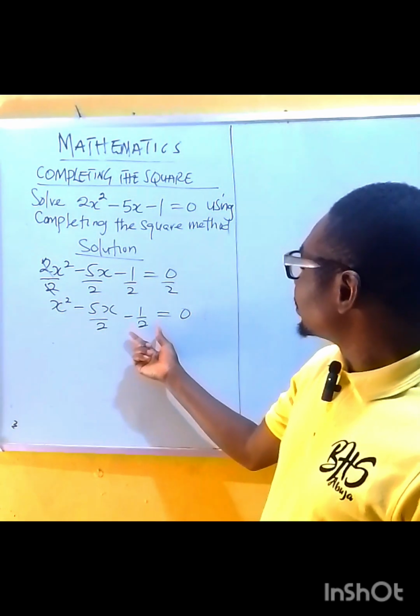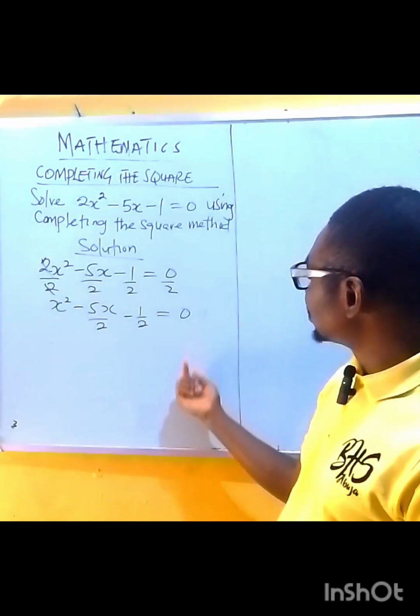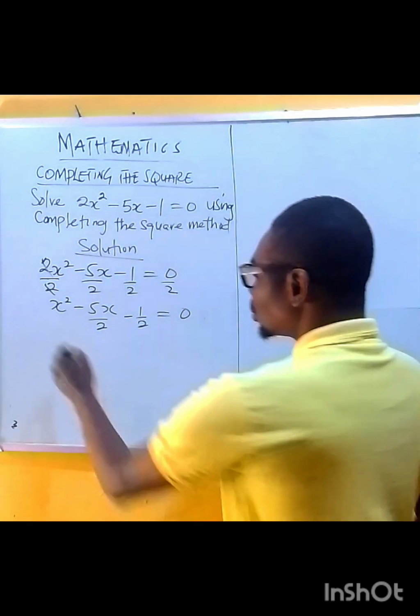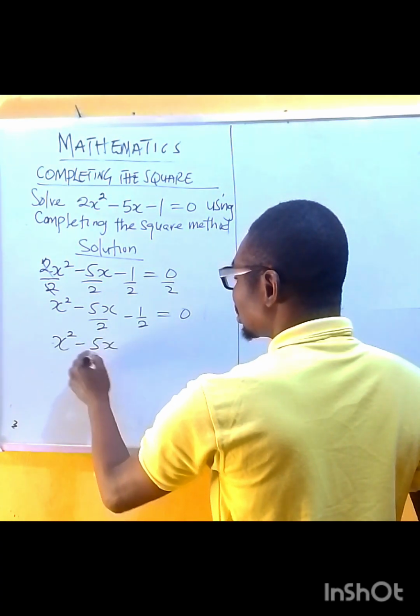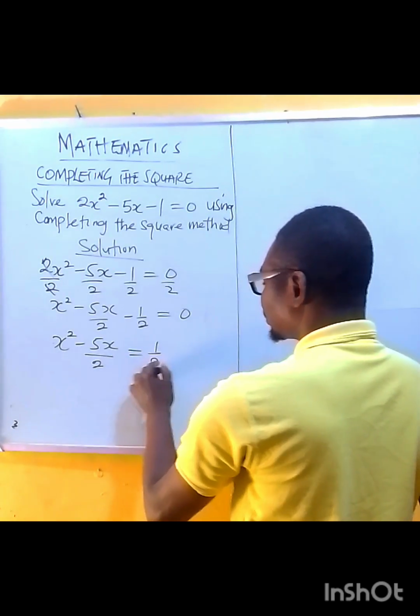The next step is to transpose the constant term. That is, move the constant term to the right hand side. So we now have x squared minus 5x over 2 is equal to what? Half.